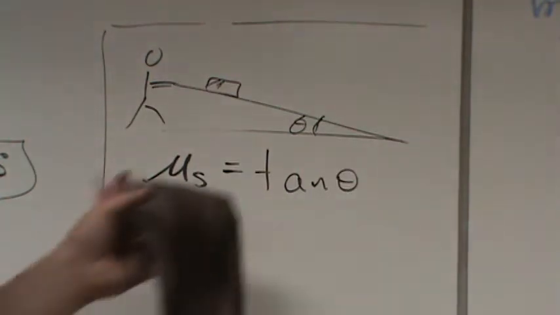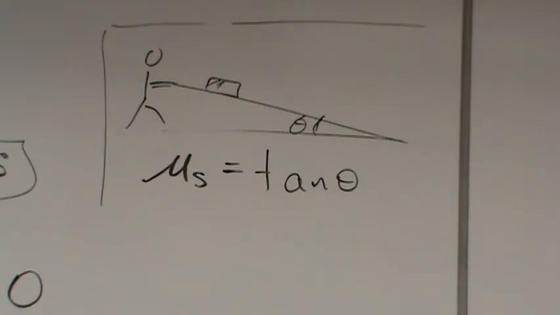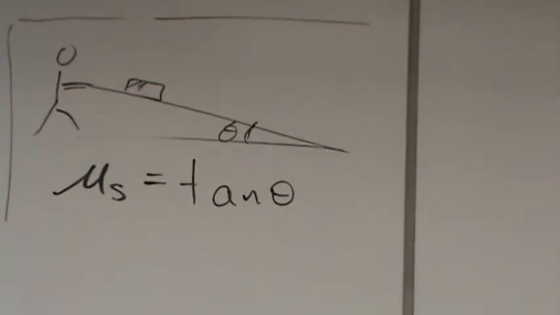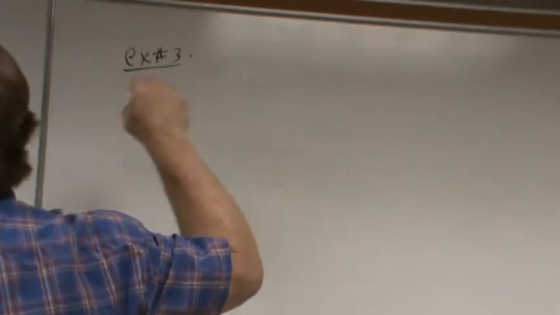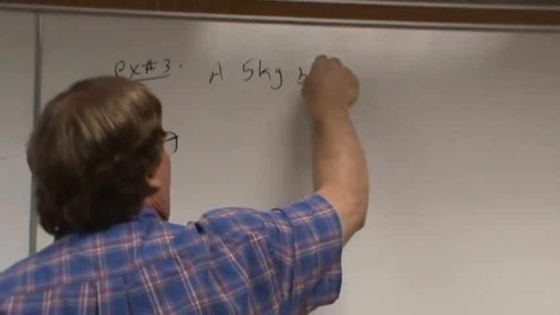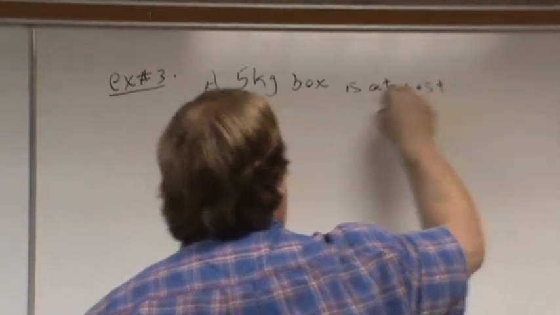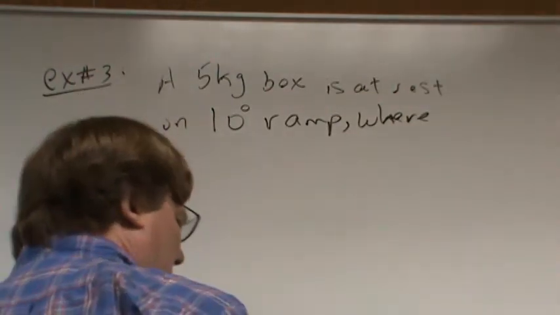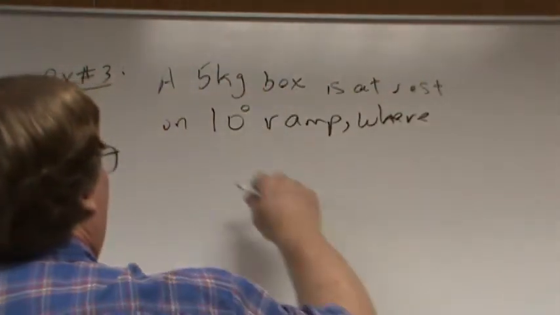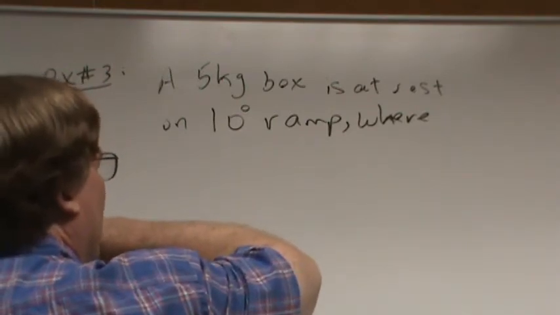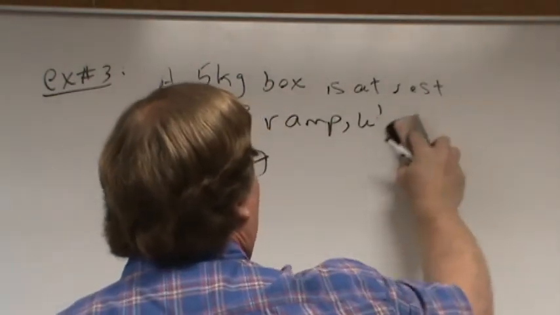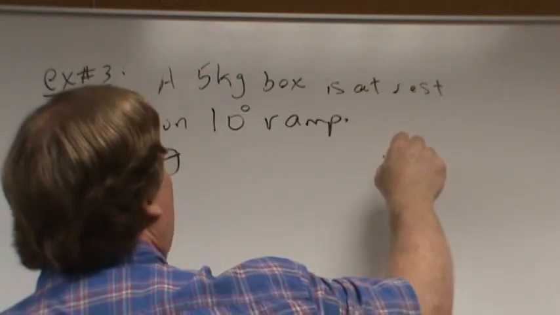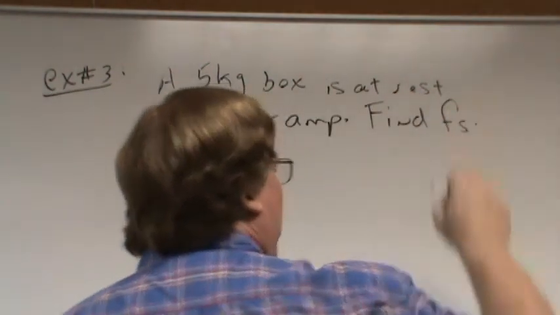I'd now like to give you an incredibly easy problem that's deceptive. Like you think it's hard, you don't know what to do, but it turns out to be incredibly easy. Here it comes. Example number 3 or 4, I don't know what it is now. A 5 kilogram box is at rest on a 10-degree ramp. 5 kilogram box at rest on a 10-degree ramp. Find the static friction force on that box.